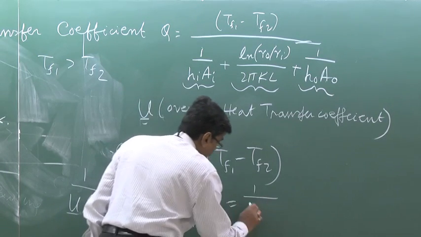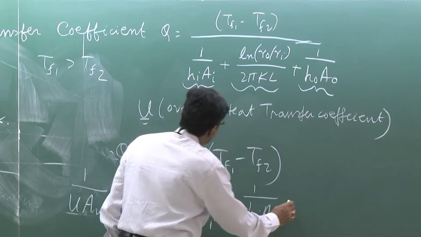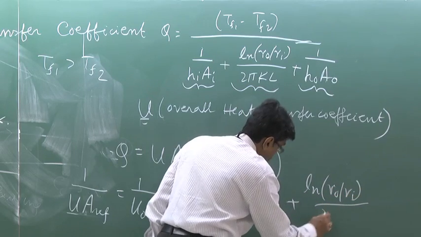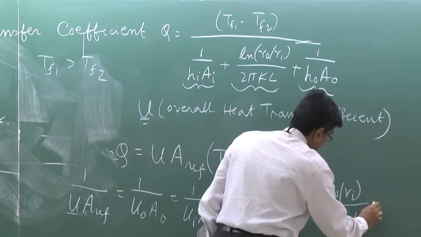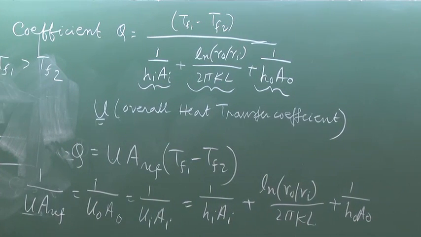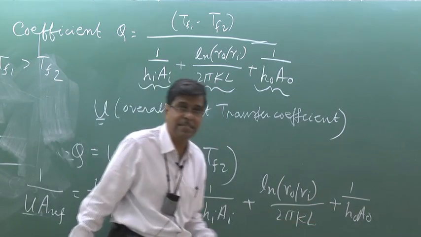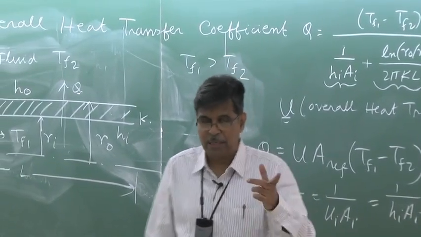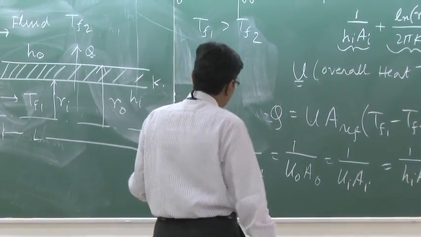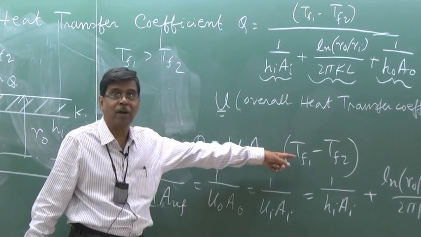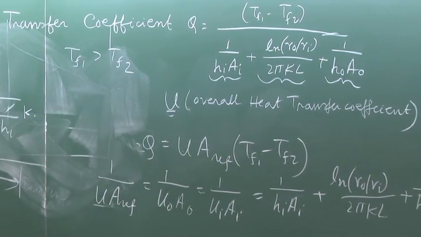That means 1 by HI AI plus ln R0 by Ri over twice pi KL plus 1 by H0 A0. So therefore, we get a concept of overall heat transfer coefficient. If I know the convective heat transfer coefficients at the two sides and know the thermal conductivity and the thickness of the pipe, or R0 and Ri explicitly, only thickness will not work, then I can find out an overall heat transfer coefficient based on some reference area, and if I know it, I can find out the rate of heat transfer under this situation.